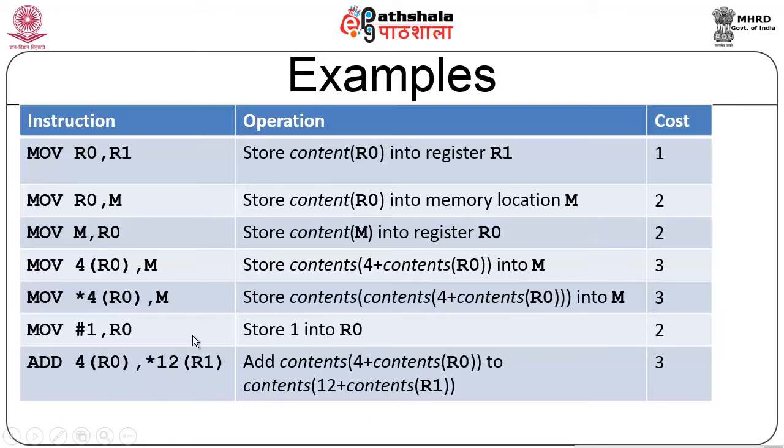So star 12 of R1 will be 12 plus contents of R1, the content of that, okay. So this is actually indirect register index, okay, and this is nothing but indirect register, okay. So 4 of R0 to this one. So again add is going to cost us 1 unit. Our assumption is each of these instructions, move or add, whatever, is going to cost us only 1 unit. So 1 plus 1 plus 1, it's going to be 3 cost.